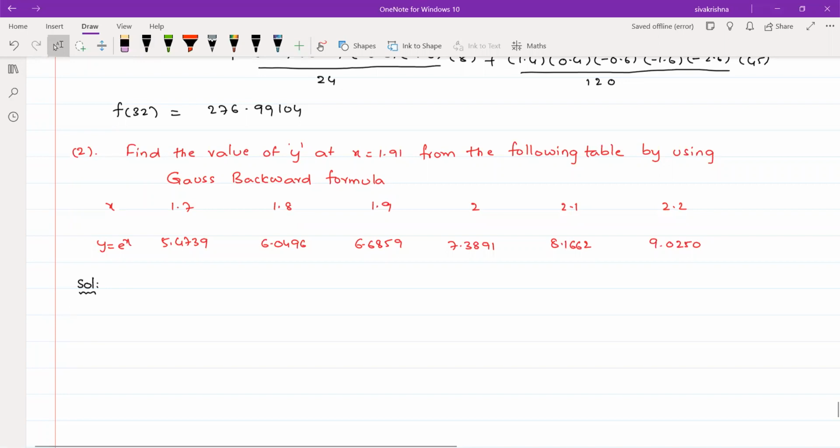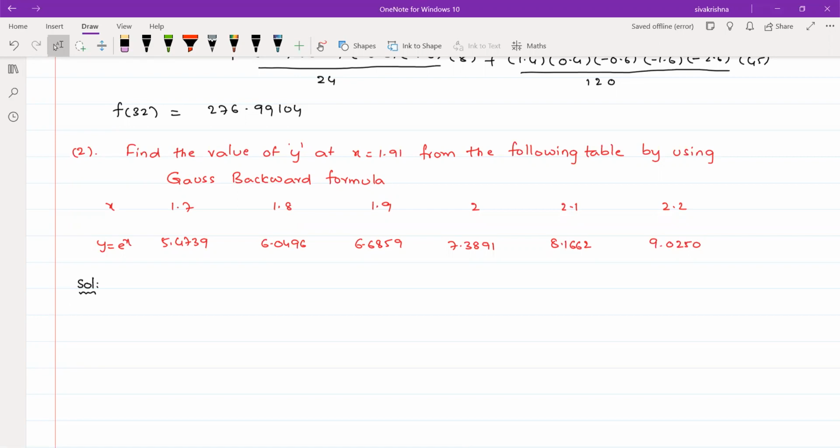So coming to the second problem. In this problem we have to find the value of y at x is equal to 1.91, once again by using Gauss backward formula. Here we have the x values as 1.7, 1.8, 1.9, 2, 2.1 and 2.2, and the corresponding y values are also given.